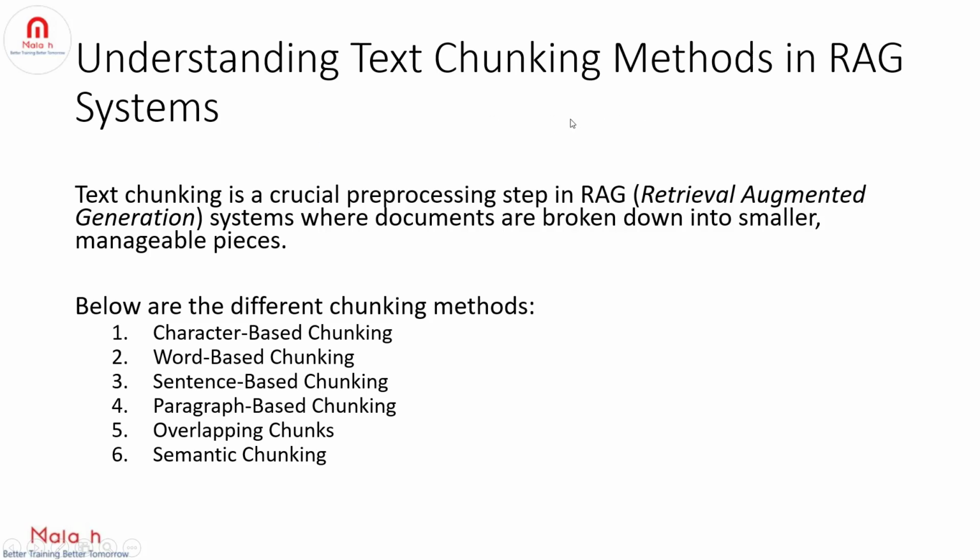So we understood different text chunking methods that we use when building RAG systems. We have character based chunking, word based chunking, sentence based chunking, paragraph based chunking, overlapping chunking, and semantic chunking. And like I said before, text chunking is an important pre-processing step when building any RAG system, that is, retrieval augmented generation systems.